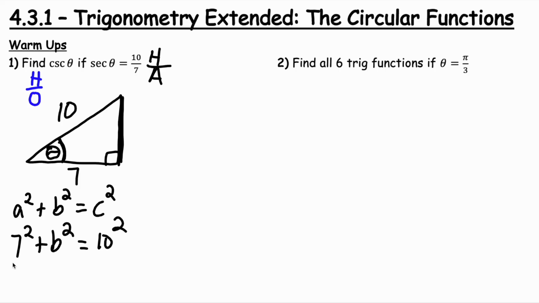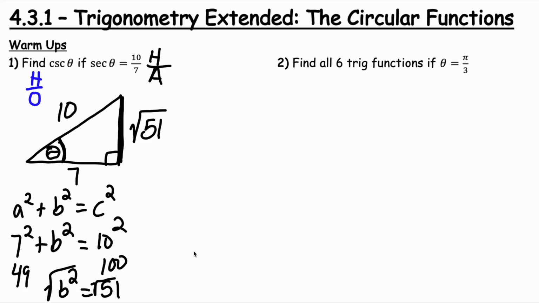So we square this, it's 49. This is 100. So we have B squared is equal to 51 when we subtract that over. Normally when you do a square root, you would put the plus or minus. But since this is talking about a triangle, we don't have a negative side length. So this is just going to be square root of 51. Okay, so now we're ready to answer the question, what is cosecant?